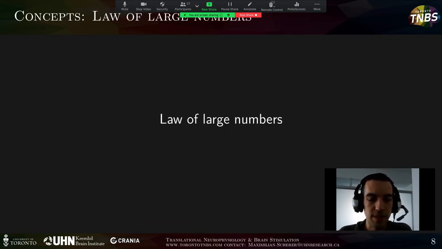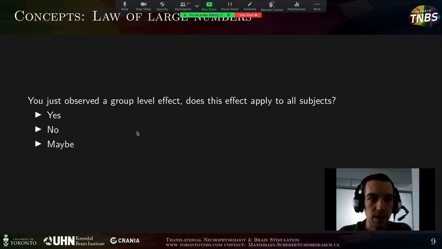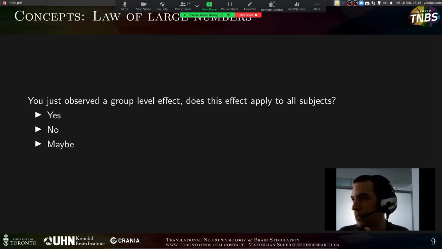And the first is the law of large numbers. Well, this one I wanted to make a little more interactive, which means we are going to start with a poll. If you observed some group level effect, would you think that applies to all subjects that you just investigated?